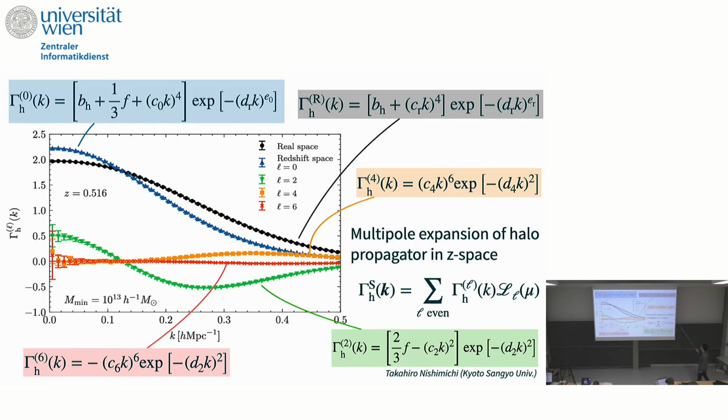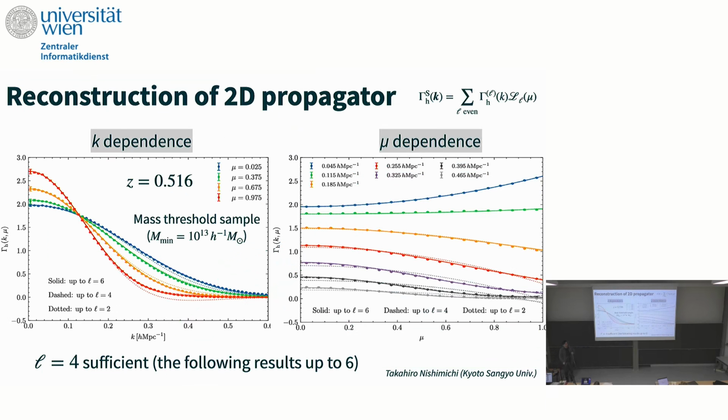sum up all these terms to check the two-dimensional full propagator. Maybe this red curve is pretty close to zero, but we still have some negative contribution, so if you like, you can include this. But this is basically negligible if you are interested in only the monopole and quadrupole, or the final power spectrum or correlation function.